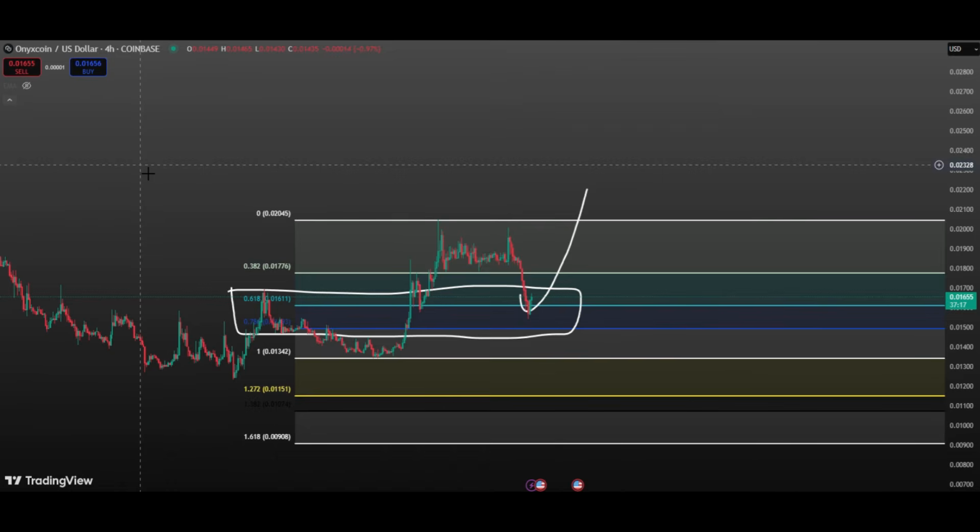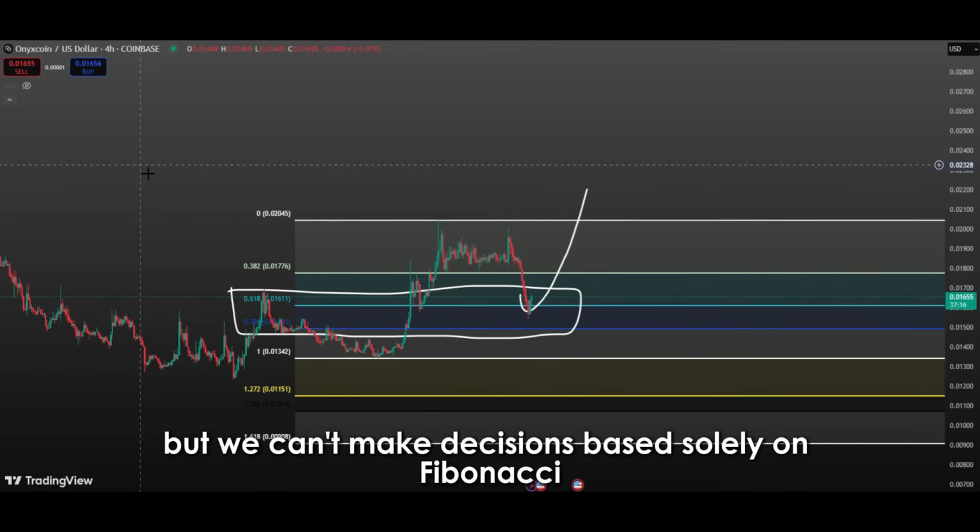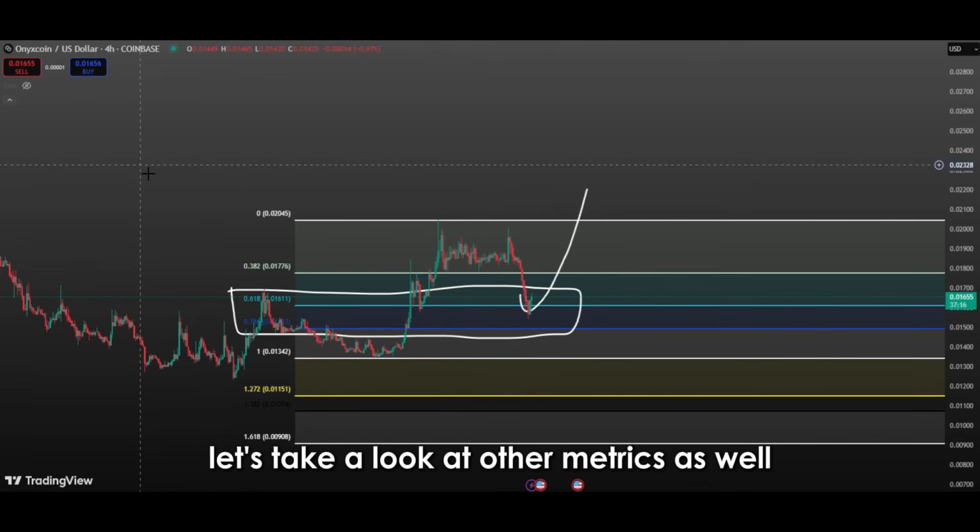This once again demonstrates the strength and importance of Fibonacci retracement levels in the markets, but we can't make decisions based solely on Fibonacci. Let's take a look at other metrics as well.